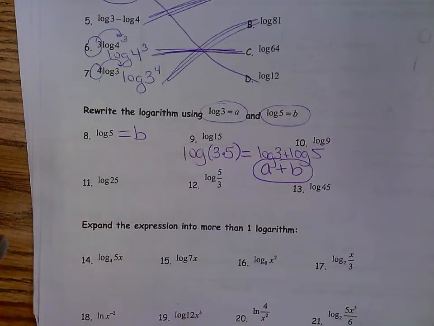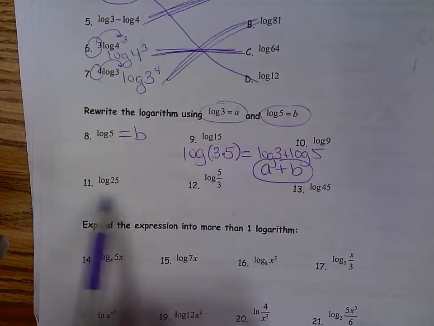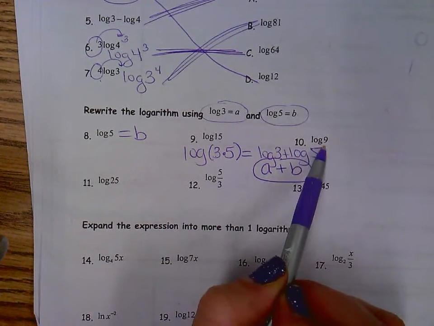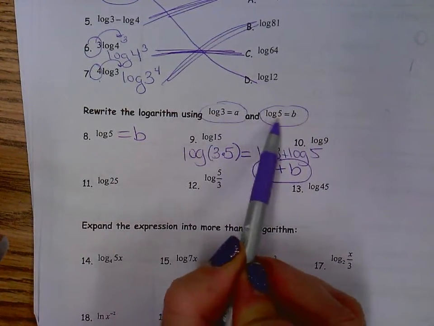Let's do one more together, and then you're going to try 11, 12, and 13. 9. How can I rewrite the 9? Do I want to use log of 3 or log of 5 or both?